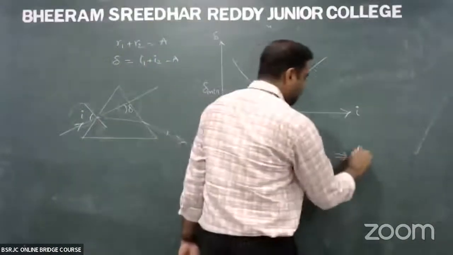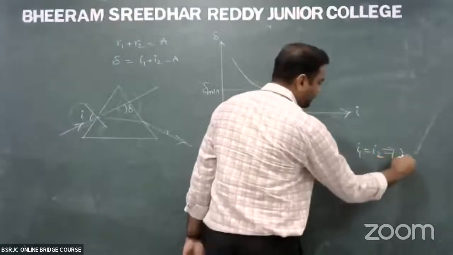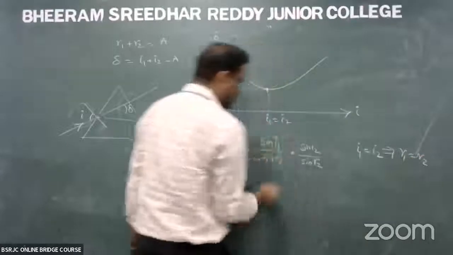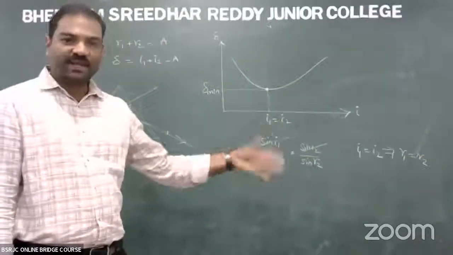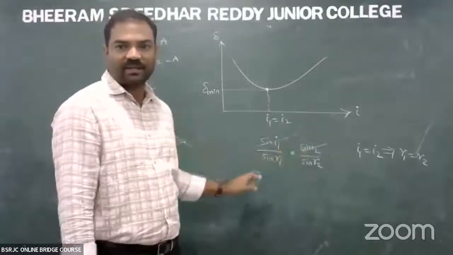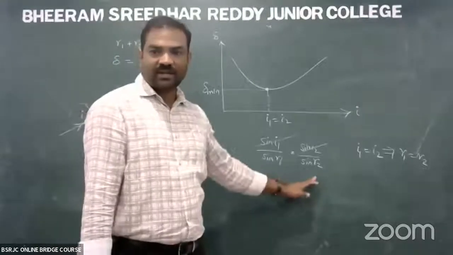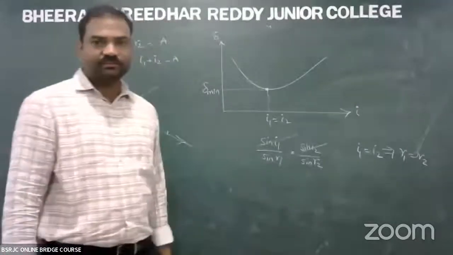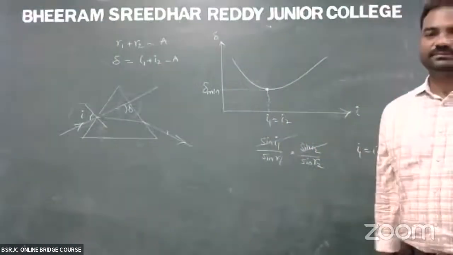This implies I1 is equal to I2. I1 is equal to I2 implies R1 is equal to R2. When I1 is equal to I2, sine I1 and sine I2 cancel out. Then sine R1 is equal to sine R2, which means R1 is equal to R2. That's why if I1 is equal to I2, then R1 is equal to R2.